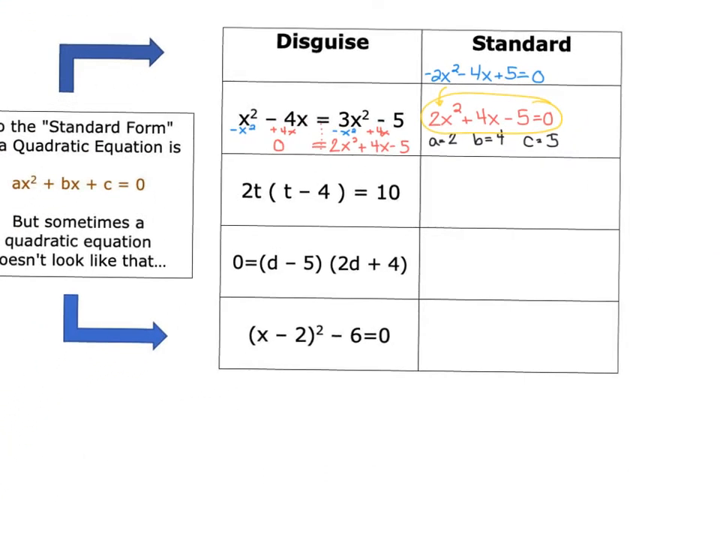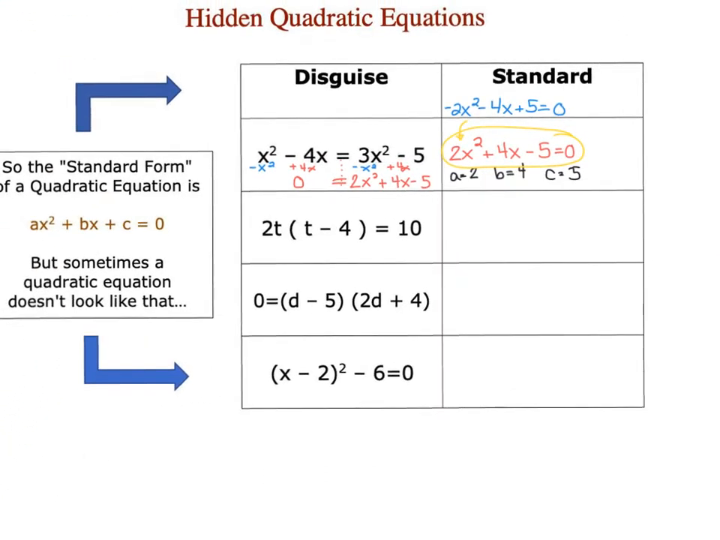All right, so let's go on to our second one. Our second one here is 2t times the quantity t minus 4. I know I'm going to have to get everything combined, so I'm going to begin by distributing. When I do, that gives me 2t squared minus 8t equals 10. One more step: if I subtract 10 from each side, that results in 2t squared minus 8t minus 10 equals 0.